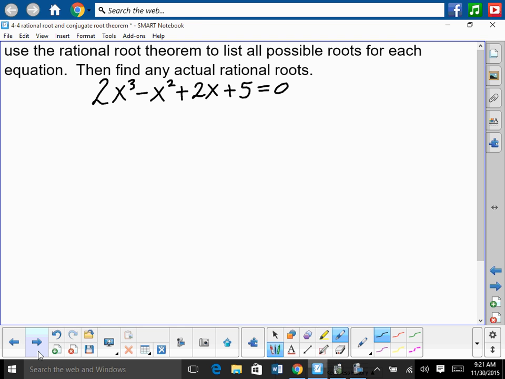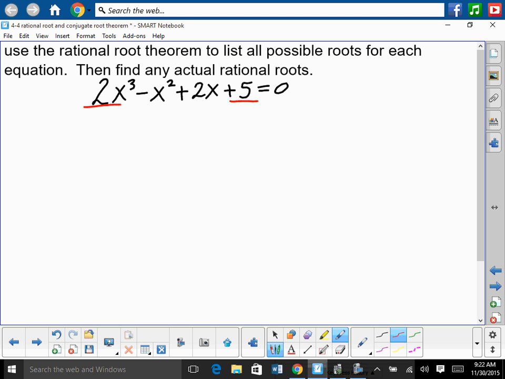Here we go. So we're just going to use the rational root theorem to list all possible roots for each equation, then find any actual rational roots. Looking at this, guys, what the rational root theorem means technically is we only have to look at the front term and the end term here. Everything else in between doesn't really matter for this part.